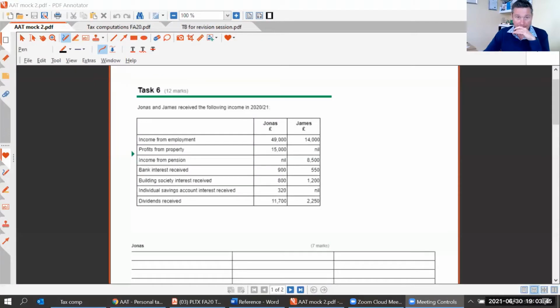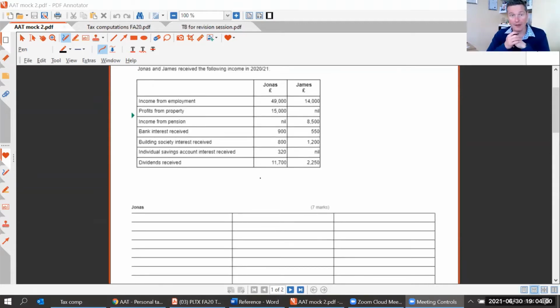Cool. So can you see my screen? You should be able to see. It says task 6, James and Jonas. Cool. Right. It has that horrible three-column thing. I'm just going to have to deal with it. I'll show you how I'm going to deal with it. It's not how I would do it, but it is what it is.